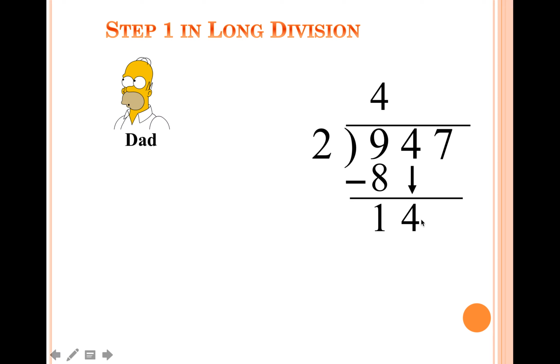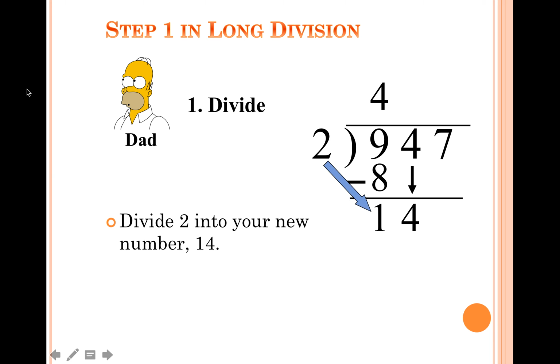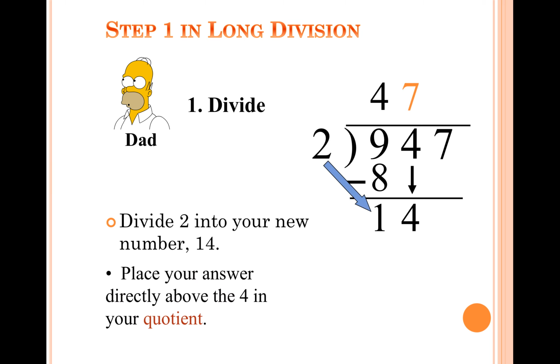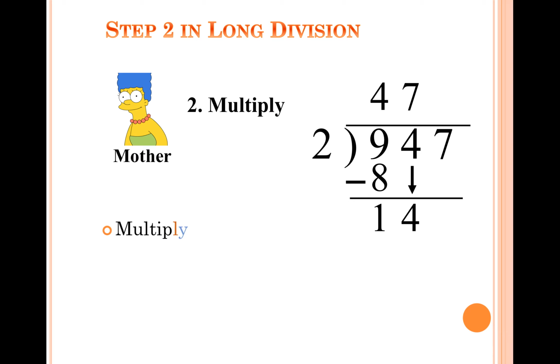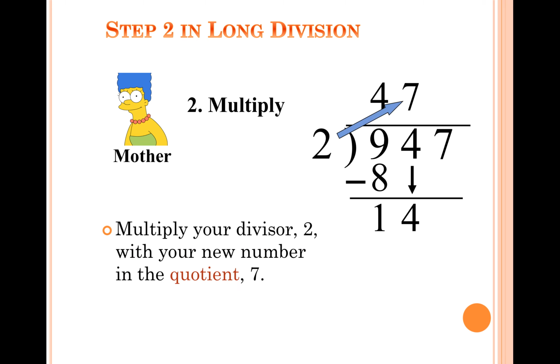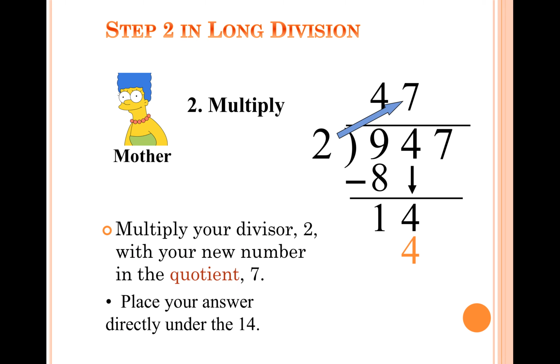So now we're looking at our new number, 14, and we're seeing how many times 2 can go into 14. And we're going to put the answer up on the roof right next to the 4. So 2 can go into 14 7 times, and the reason why is 2 times 7 is 14. So we're going to put that multiplication fact directly under the 14. Ooh, there we go. I was worried about that 1.